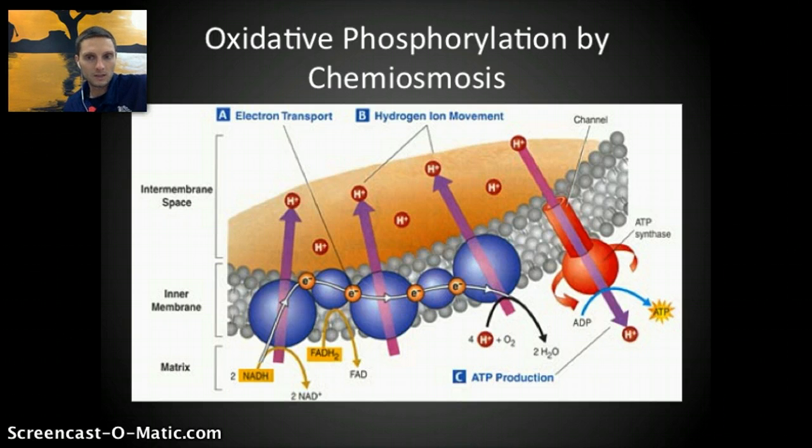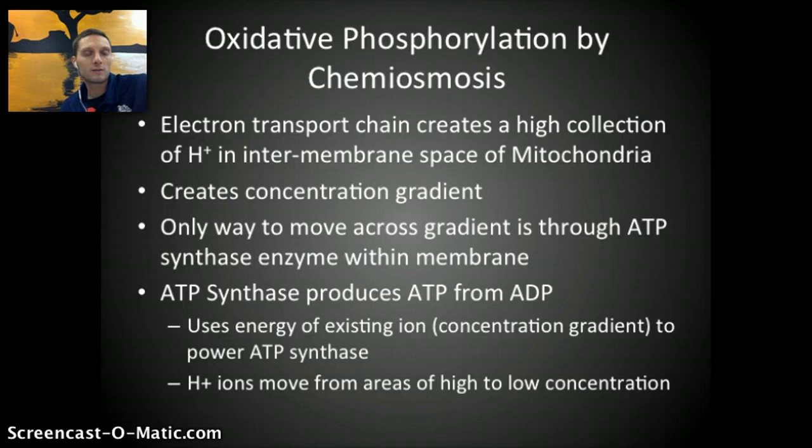We've kind of already looked at this, but really what this is doing, a definition for this, is the accumulation of hydrogen ions moving across a concentration gradient. And as this is occurring, this movement is used to make ATP through ATP synthase. So the electron transport chain creates a high collection of hydrogen ions in the inner membrane space. We just talked about that. And that creates a concentration gradient.